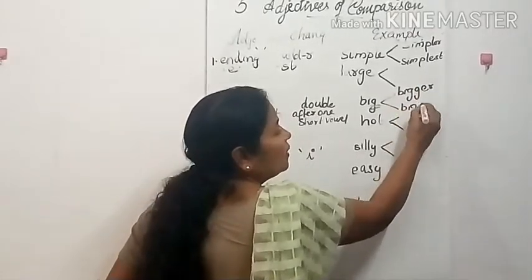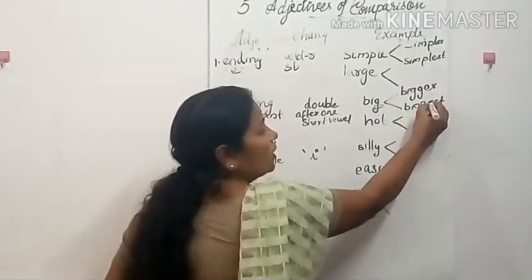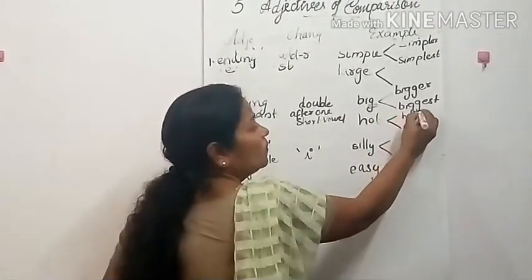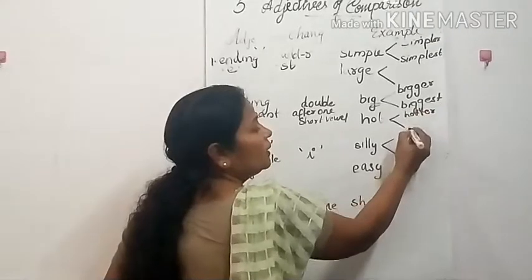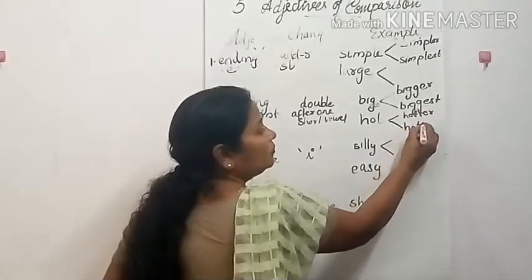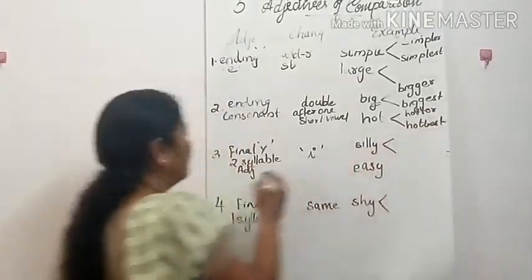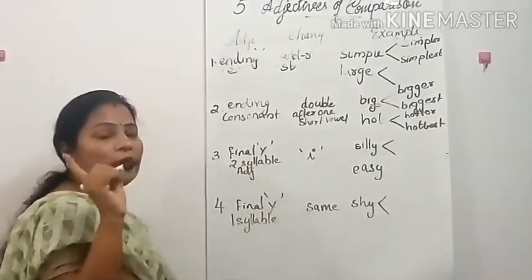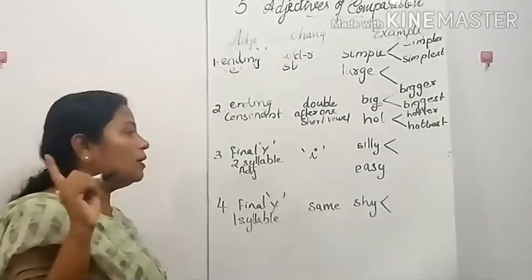Then we have here biggest. Okay, and here same thing over here. Hot, hotter. We'll double the last letter and hottest. Then third one, adjective with a final Y and it should have 2-syllable adjective.